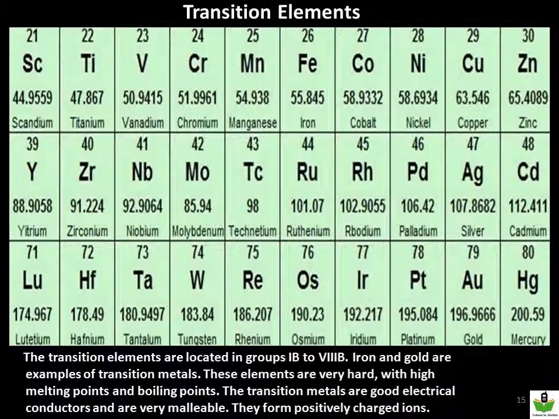Now we will discuss transition elements. The transition elements are located in groups 1B to 8B. Iron and gold are examples of transition metals. These elements are very hard, with high melting points and boiling points. The transition metals are good electrical conductors and are very malleable. They form positively charged ions.